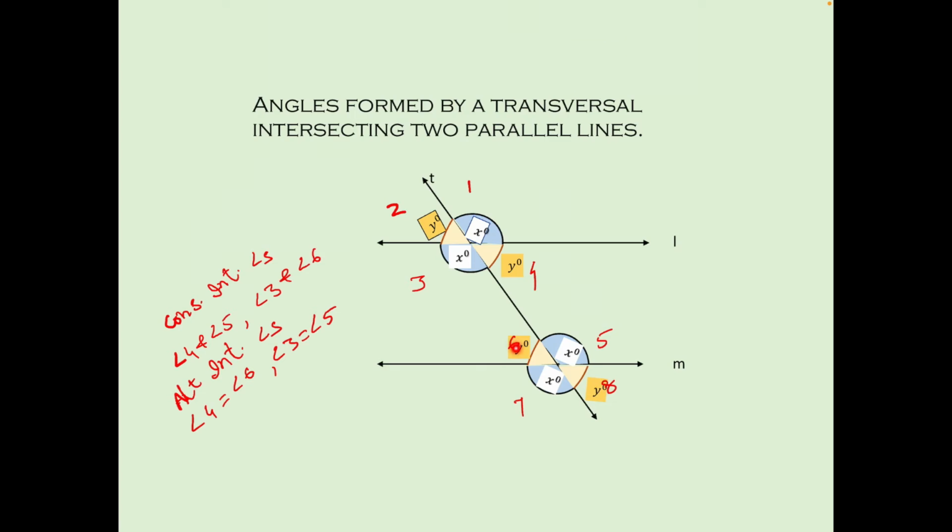So 3 is equal to 5 and angle 4 is equal to 6. And similarly, if I have 3, I can say 5 will be of the same measure because they are alternate interior angles. Now let's move one more step ahead.